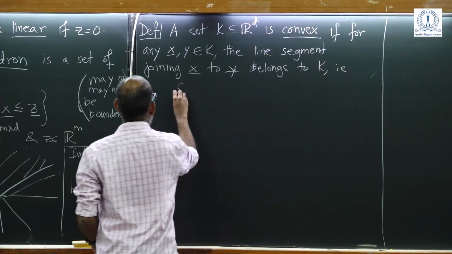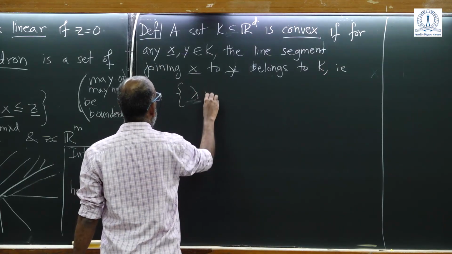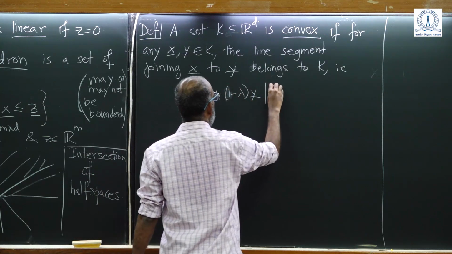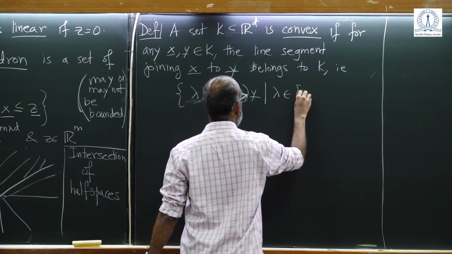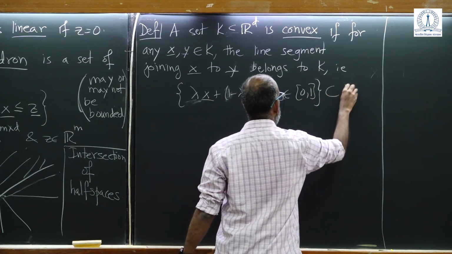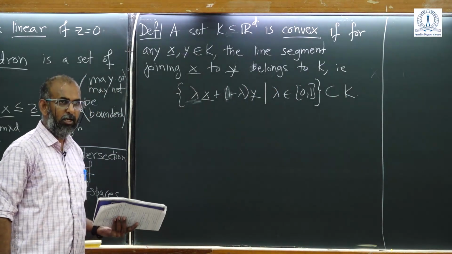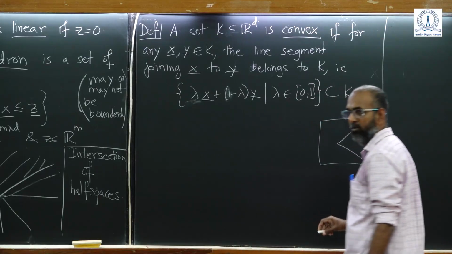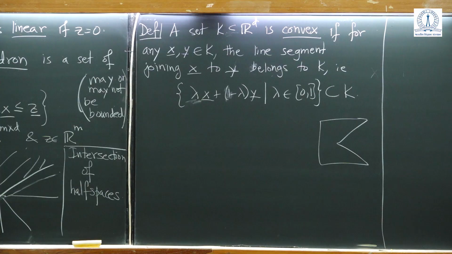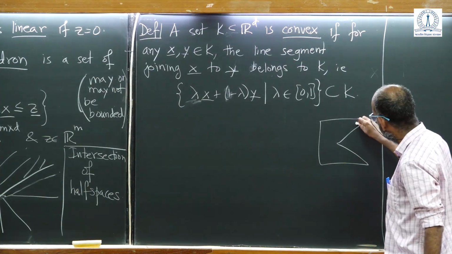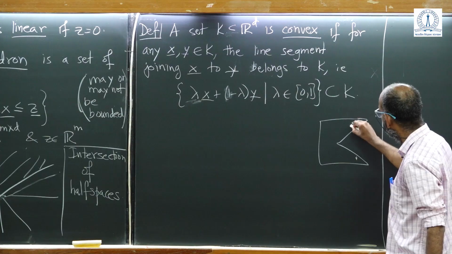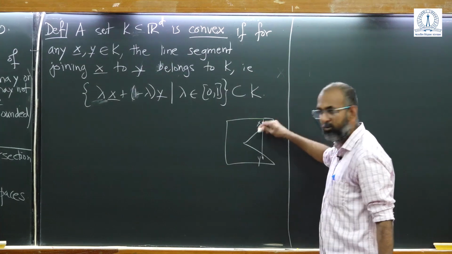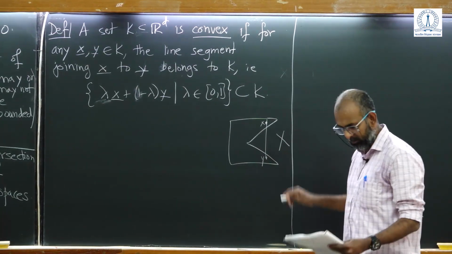So more formally, the set lambda x plus (1 minus lambda) y, where lambda belongs to [0, 1], is contained in K. Okay. So, for example, this is not convex. Why? Can anyone say? Yeah. If I take this line joining these two points, say this is x and this is y, the line joining them goes out of the set, right? So this is not convex.